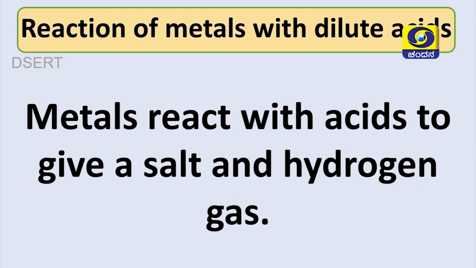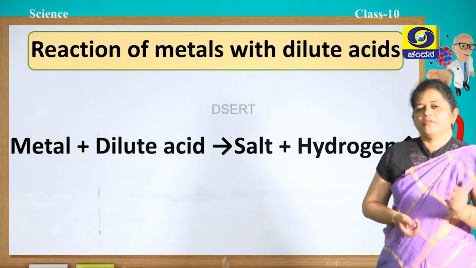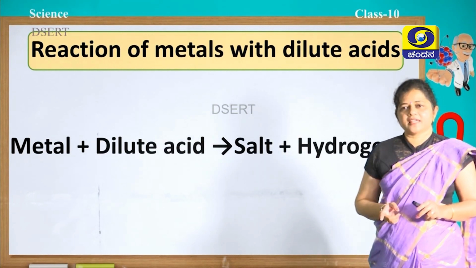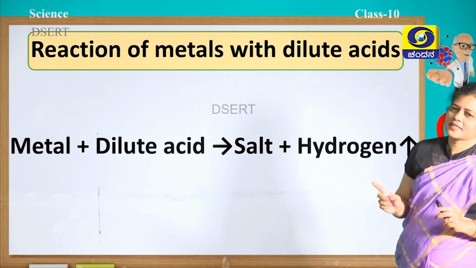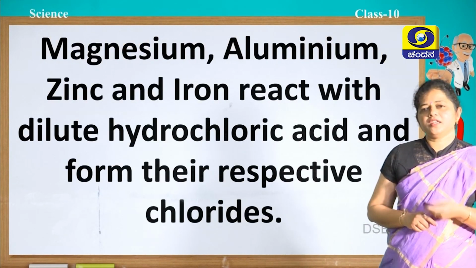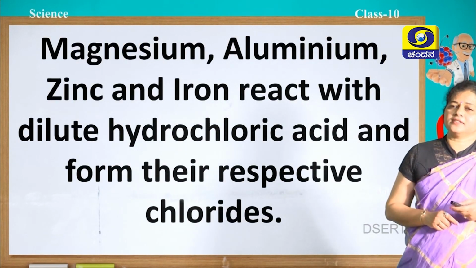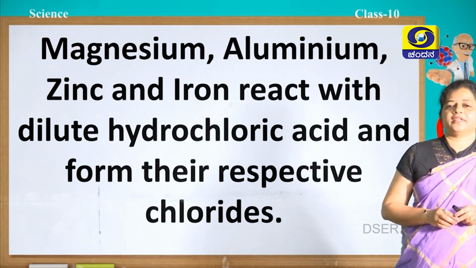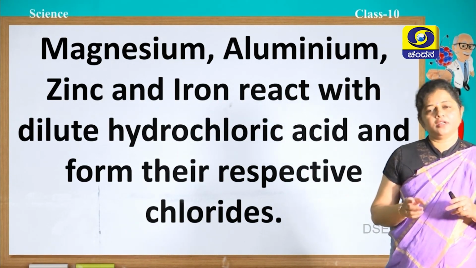Metals react with dilute acids. Now, how do they react? We will see. Metals react with acids to give a salt, and hydrogen gas is liberated in the process. Whenever a metal reacts with a dilute acid, you get salt and hydrogen gas is evolved. Magnesium, aluminium, zinc and iron react with dilute hydrochloric acid and form their respective chlorides.